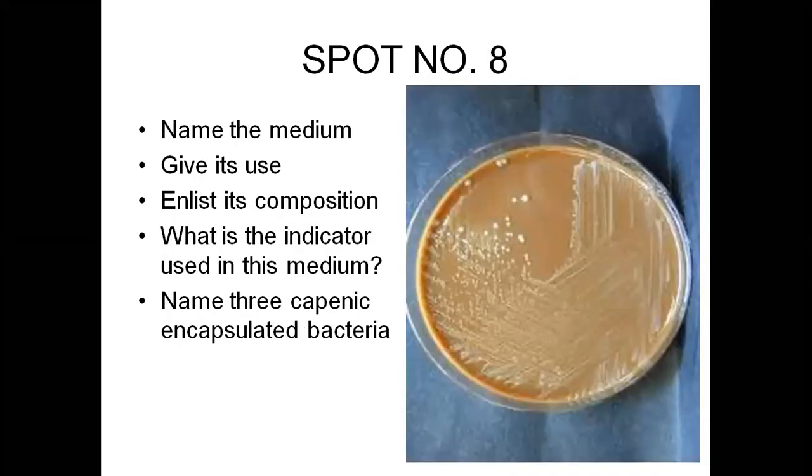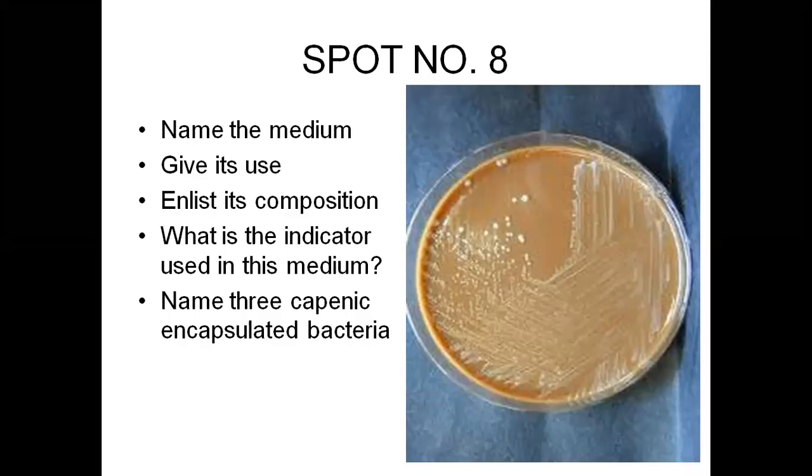Name this medium. This is chocolate agar. This is nutrient agar with blood, and if we heat that blood agar, it is going to turn brown because of the production of hematin. So we are going to heat it at 60 degrees centigrade. We are not going to boil it because we don't want hemolysis. We only want hematin. Give its use. It is used for certain samples. It is used for culturing bacteria which need hematin. It is used for culturing bacteria which are capnic.